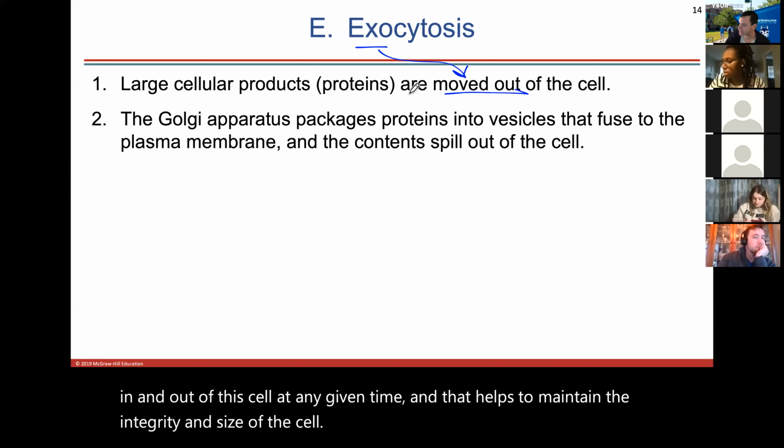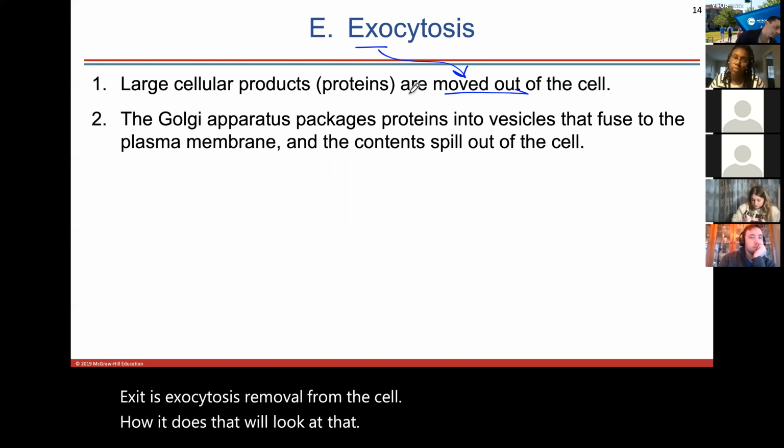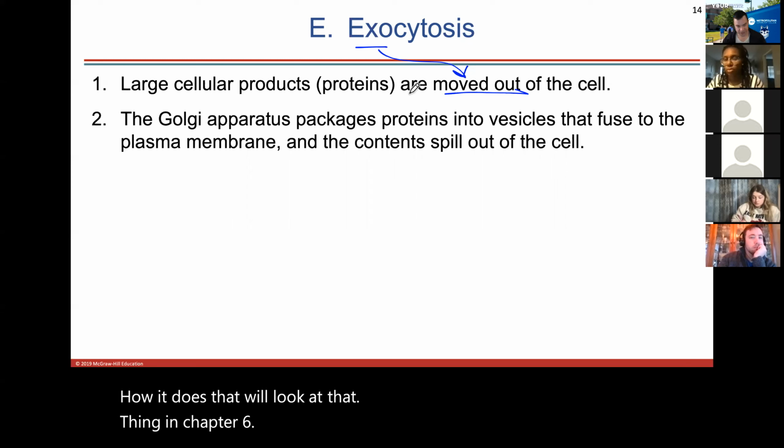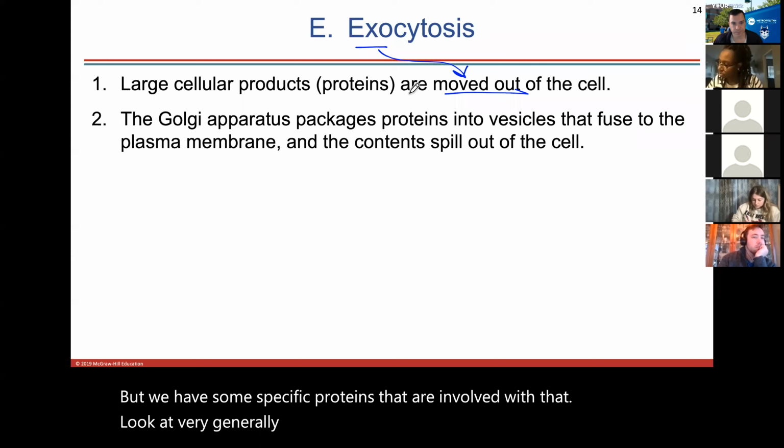Exit is exocytosis, removal from the cell. How it does that, we'll look at that, I think in chapter 6, but we have some specific proteins that are involved with that. And we'll look at it very generally.